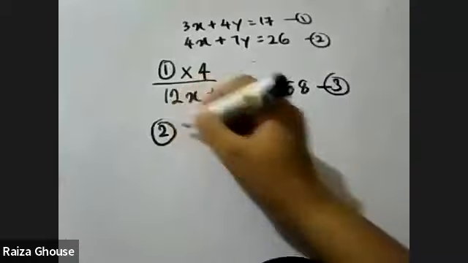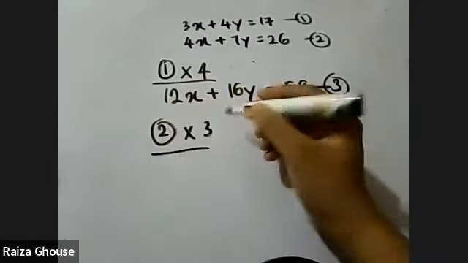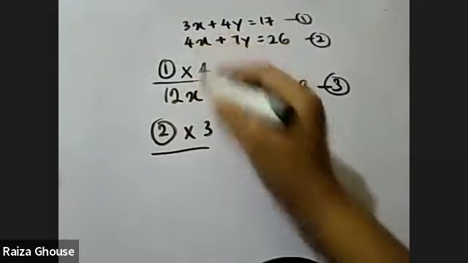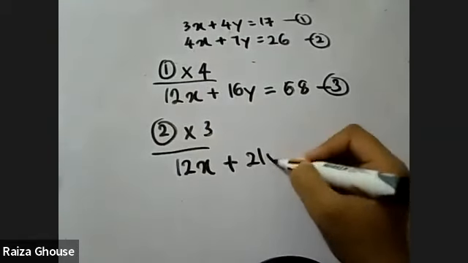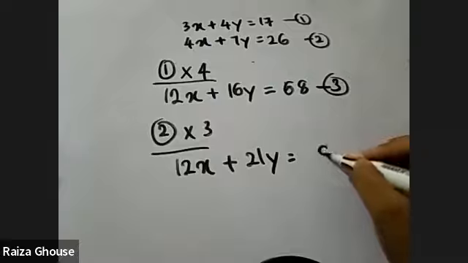My second equation, I'm multiplying by 3. Why? I want 12. So 3 times 4 is 12x, 3 times 7 is 21y, 3 times 26 is 78. This is my fourth equation. Now, what should I do?